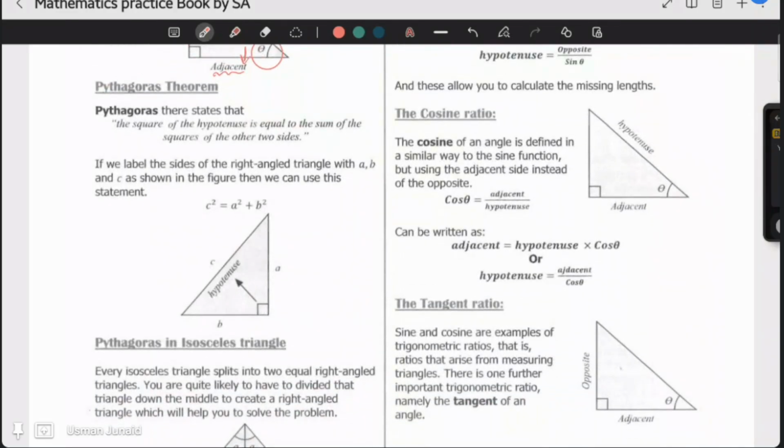Pythagoras theorem, we've done this quite a few times. a squared plus b squared is equal to c squared, where c is the hypotenuse.